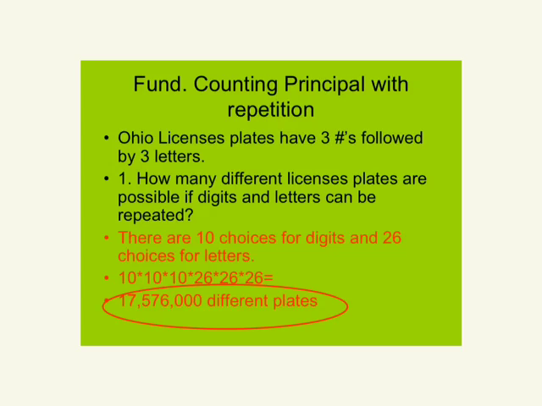Well, think about this. It's 3 numbers. So for your numbers, you got 0 through 9. So there's 10 choices for your numbers. And then for your letters, there's 26 choices for each letter. So to find the total number of plates that could be created, we would take 10 times 10 times 10 times 26 times 26 times 26. And when we multiply that out, we can see how there could be 17,576,000 different plates.